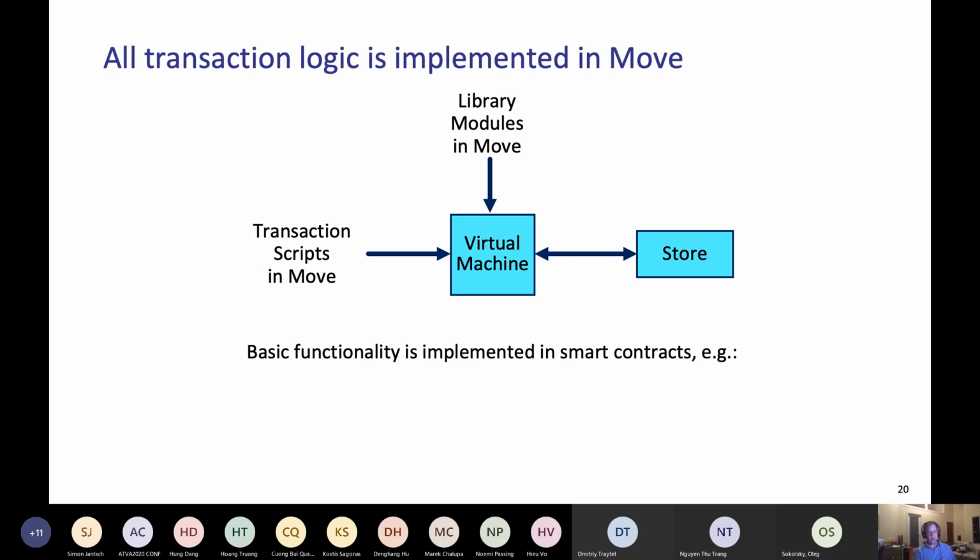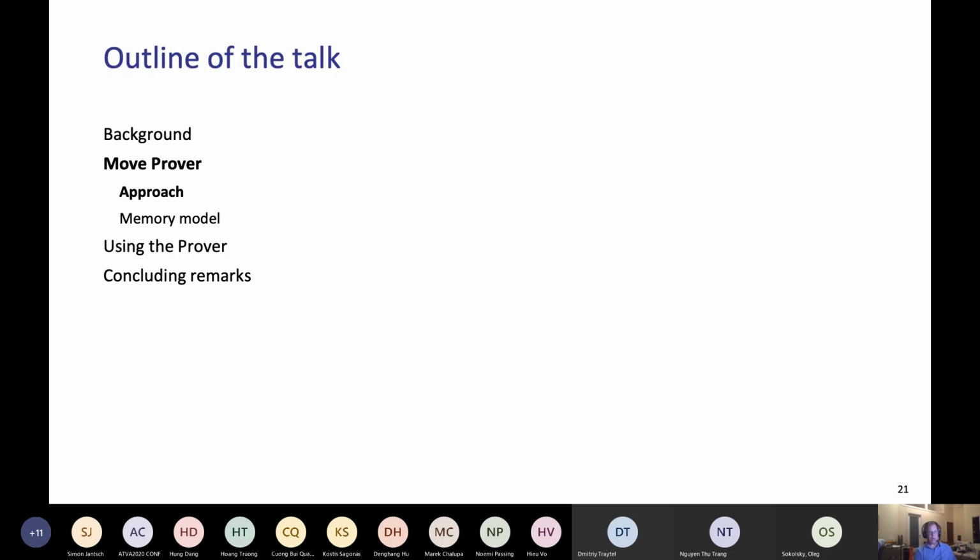So all of the basic functionality in the blockchain is implemented with smart contracts. For example, the currency, including the native currency, is implemented with smart contracts. Accounts in order to keep your currency are implemented as smart contracts. And we maintain a list of the validators that are currently participating in consensus, and that's maintained with Move on the blockchain as well. Okay, so that's just background so you can understand what the Move Prover is working on. And now I'll start talking about the Prover itself.